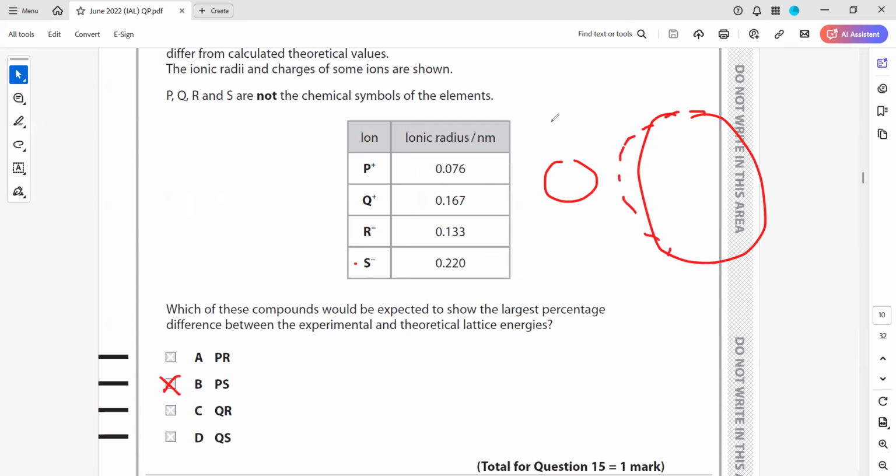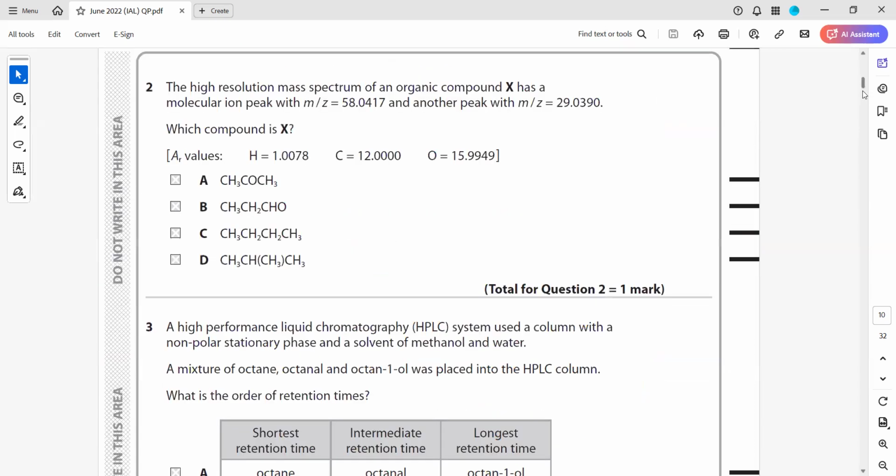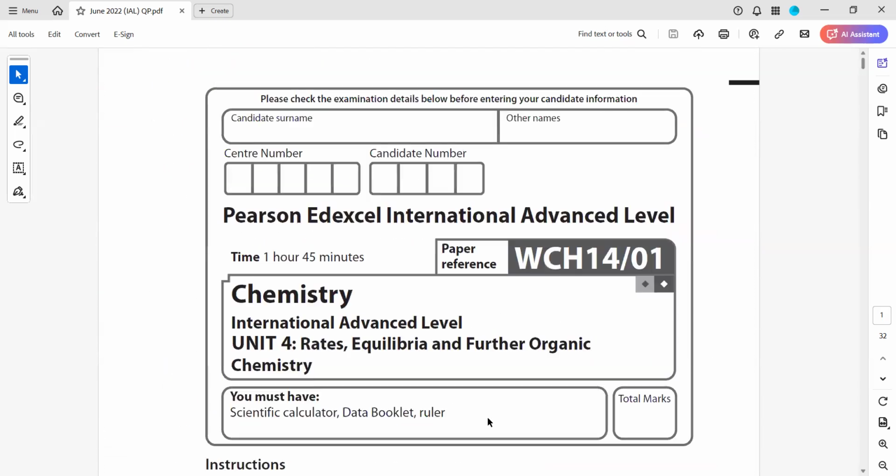Okay. So that is, I guess, the last from section A. Yes, it's correct. Now the last one is B.